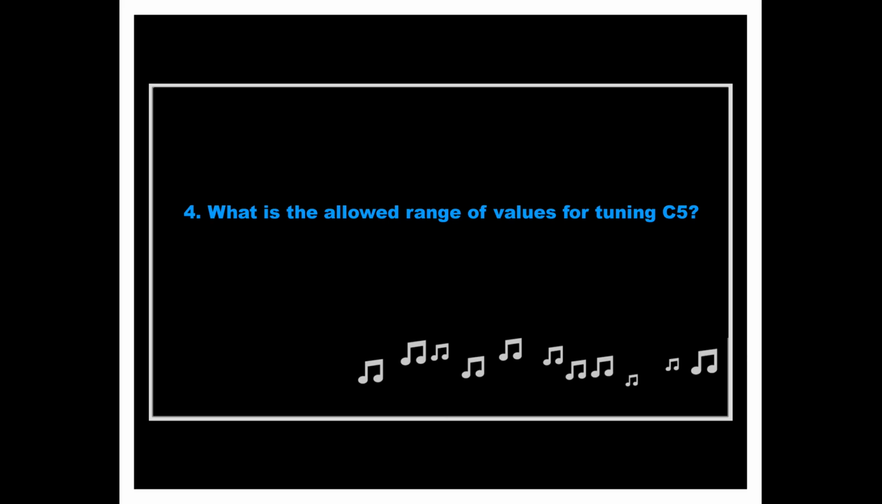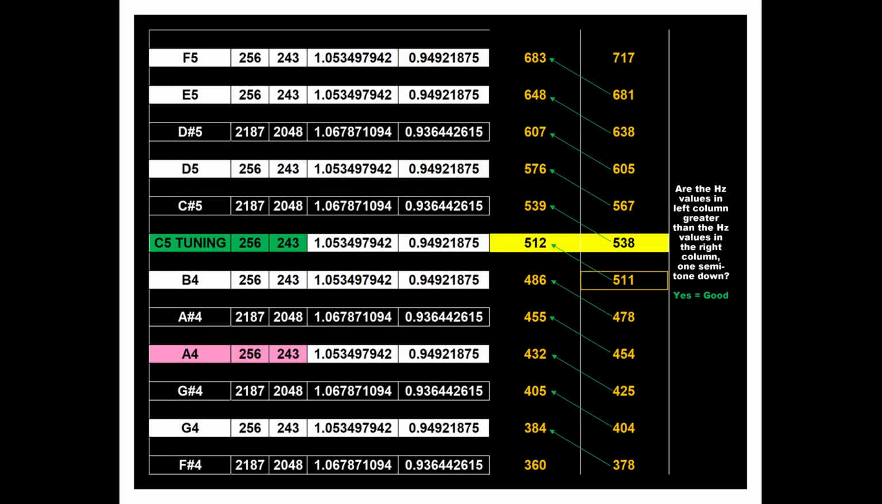What is the allowed range of values for tuning C? Well, we know what the maximum is now. It's 538. And if we look at that B4 value of 511, well, we can't tune C to 511 because all we've done at that point is just shift the scale up the keyboard by 1 semitone, and then we're just right back where we started. Just everything's shifted. And we can prove that here.